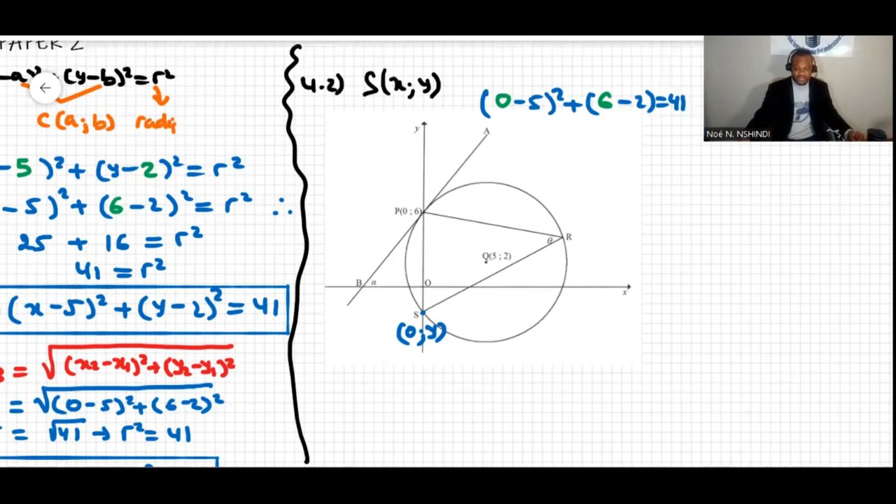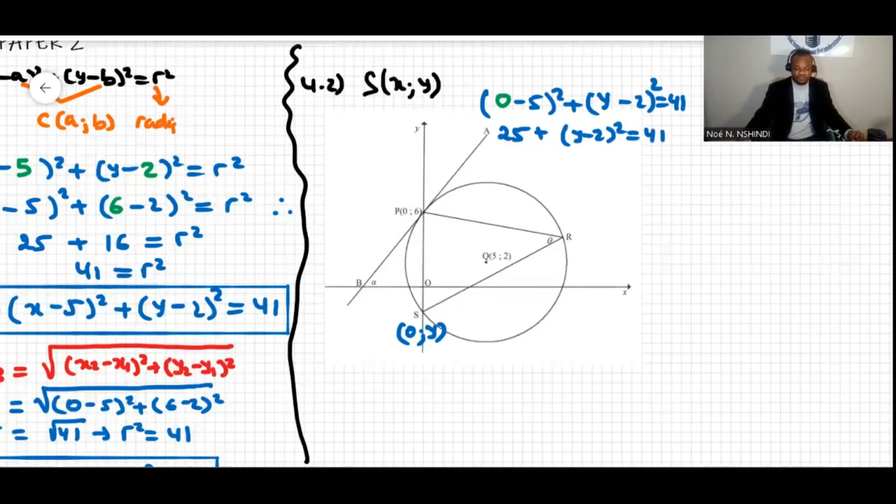what? Negative 5 to the power of 2, 0 minus 5 is negative 5, to the power of 2 is 25, plus 6 minus 2 to the power of 2 is 16. Excuse me, over here it's y. I meant to say, I wrote the wrong coordinate. So it's that other coordinate where y is unknown, and then this is just (y − 2)² = 41.